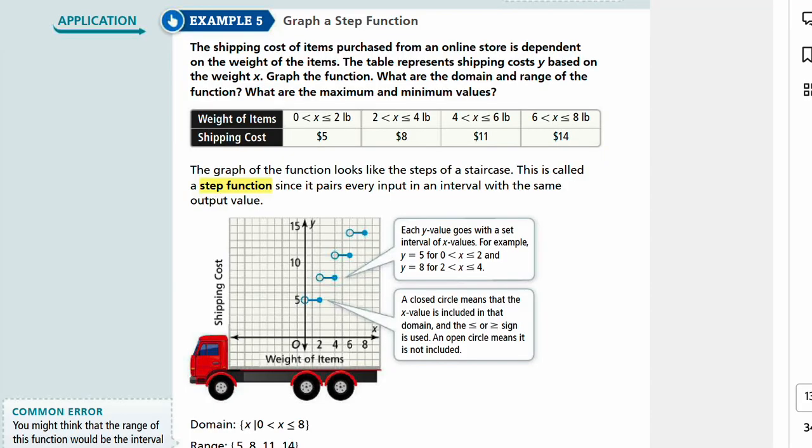Everyone, this is Algebra 2, Lesson 1-3, piecewise-defined functions. We'll continue with example 5, graphing a step function. This is the last example, so we'll look at a word problem where we can apply what we have learned so far.